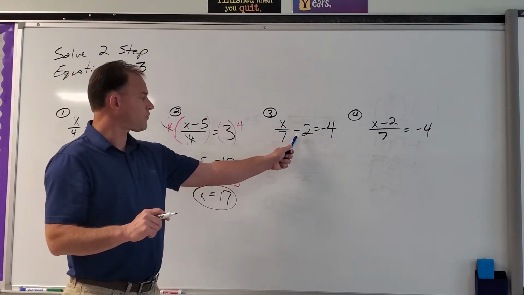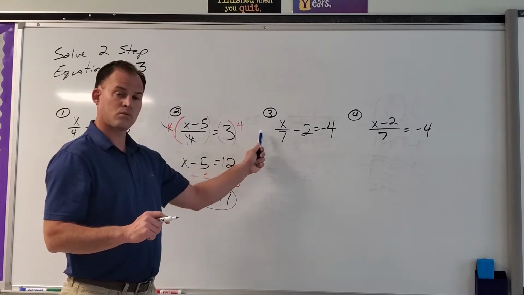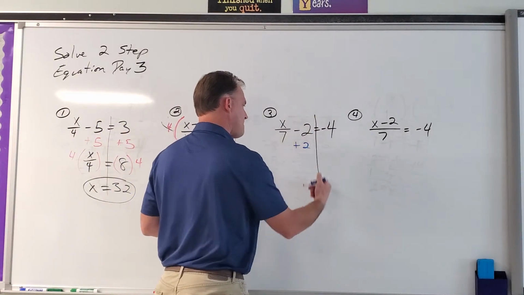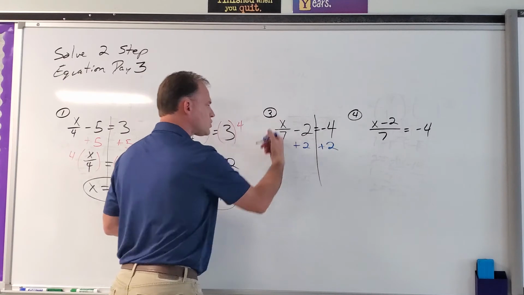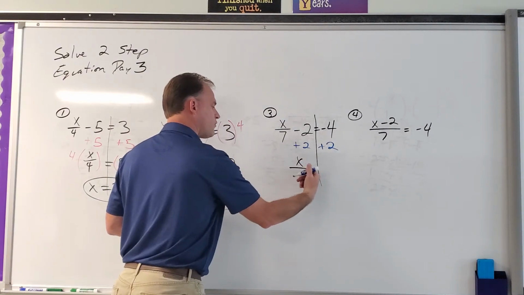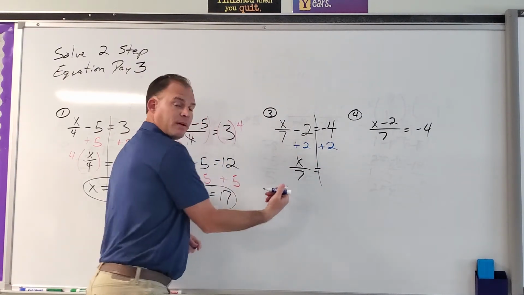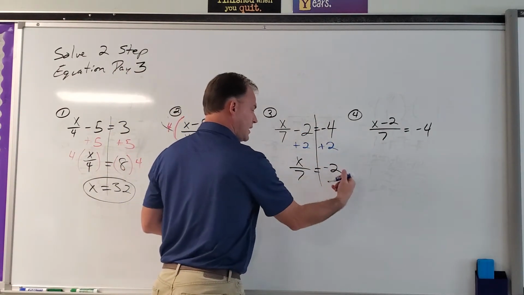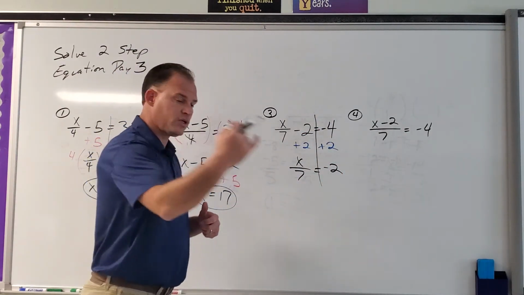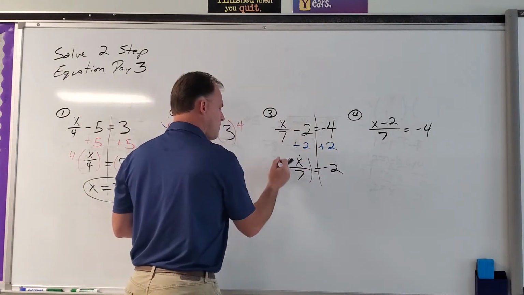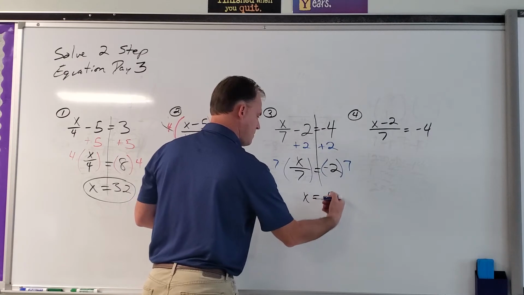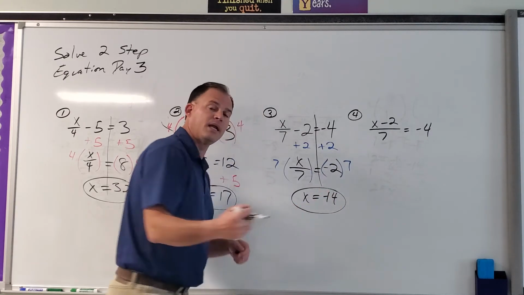What am I going to do first? Add 2. So the only thing left over here, the x minus 7, the whole thing comes down. Negative 4 plus 2 is negative 2. Opposite of division. Negative 14.